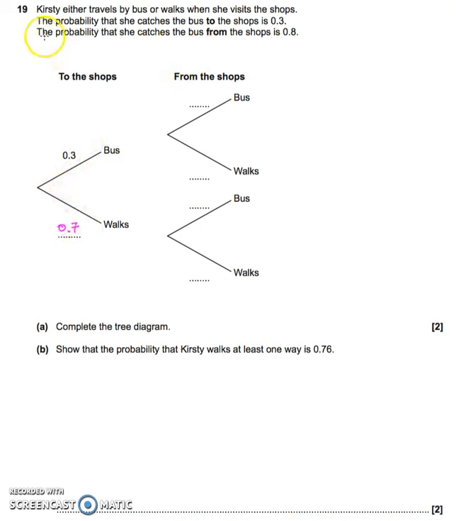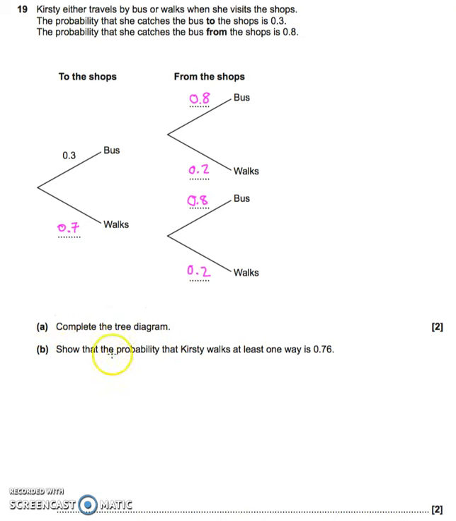Now, if we read the writing again at the top, the probability she catches the bus from the shops is 0.8. And we can pop that 0.8 along this branch, and we pop the 0.2 along this branch. Again, bus is 0.8 and walk is 0.2. If we fill that in correctly, we get 2 marks, and that is it. So we've done part A, we've completed the tree diagram.